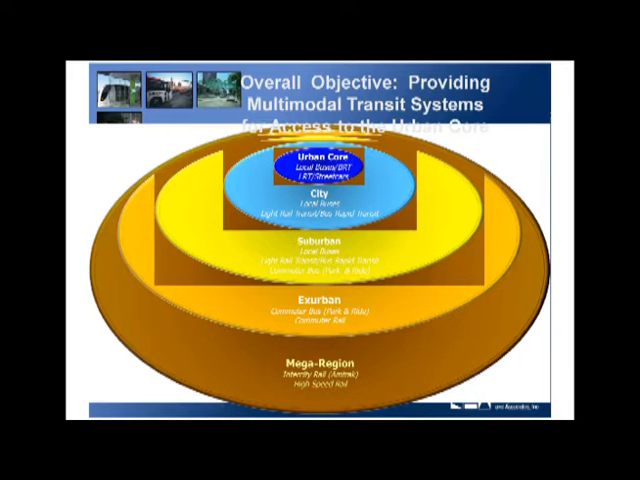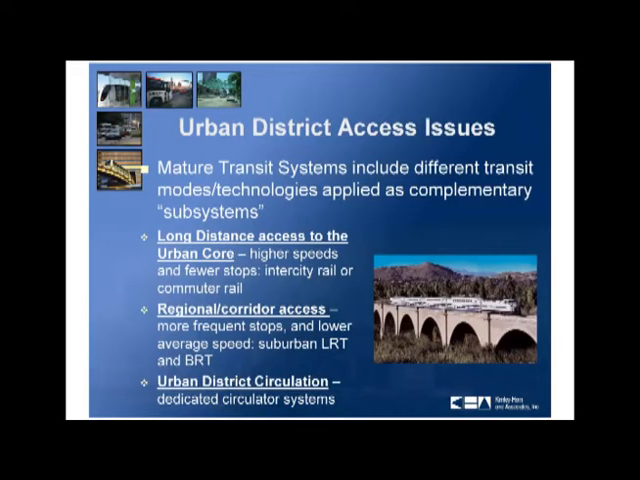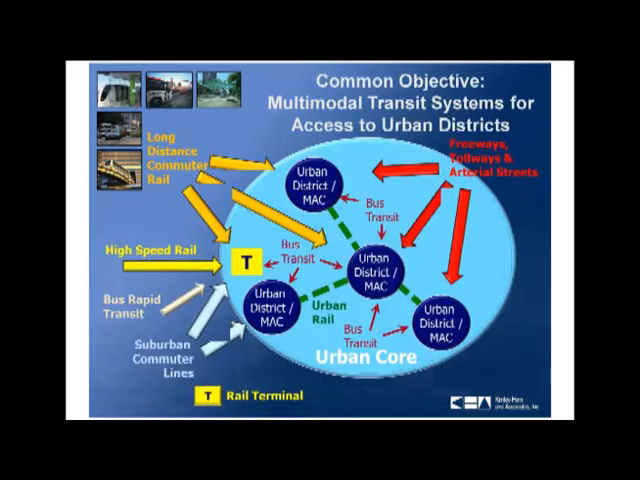This is an illustration about how there's many different types of systems or realms. I don't know if you can see all of that from the back of the room, but everything from, we're now talking about the mega region of Houston, Dallas, Austin, San Antonio, down to the urban core where we have a number of dense urban districts. And the access to these urban districts is what I've been interested in throughout my career, whether that's long distance access through trains coming from distances far away, regional access through corridors, the typical transit application that we hear a lot about, or within urban districts, circulation systems that are designed to provide high levels of mobility.